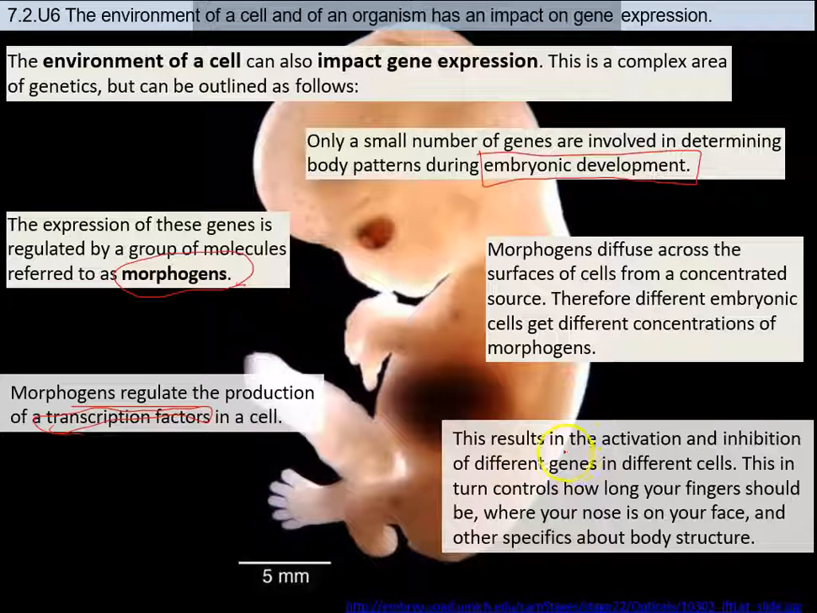This results in the activation and inhibition of different genes in different cells. This in turn controls how long your fingers should be, where your nose is on your face, and other specifics about body structures. So wherever these morphogens are concentrated less or high, then that particular gene will be active or inactive, and that's the order to make it become a nose, become a finger, how long it becomes, so everything like that.